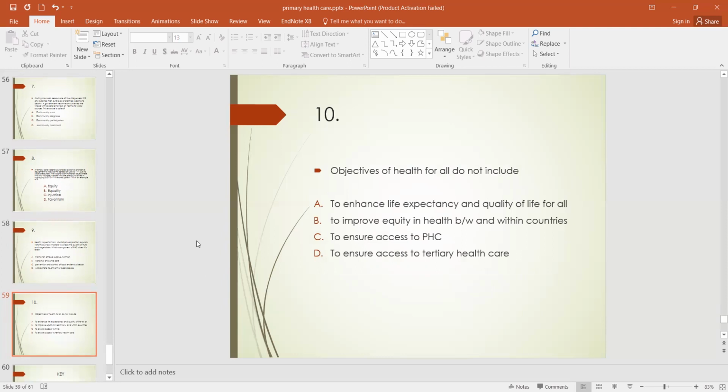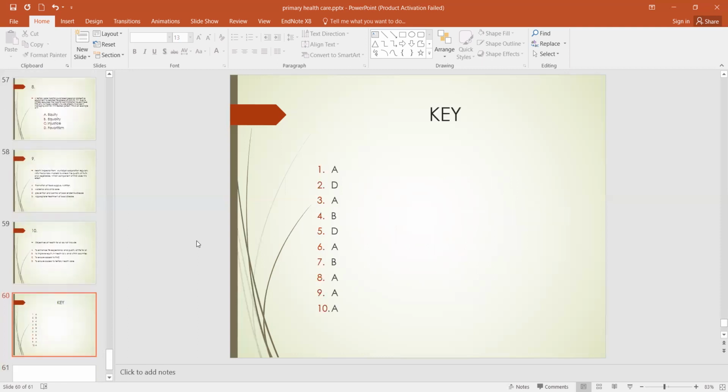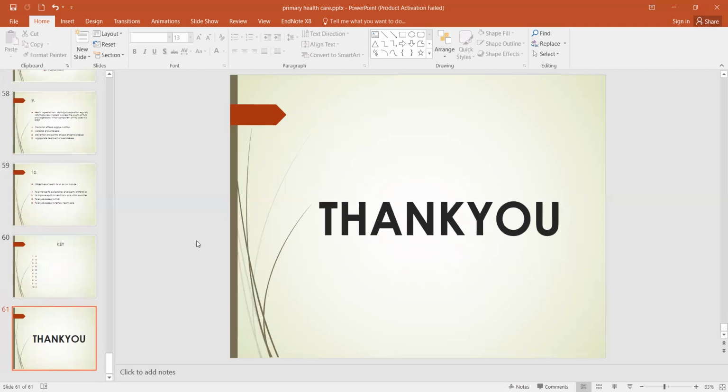Objective of health for all does not include to enhance life expectancy and quality of life for all, to improve equity in health between and within countries, to ensure access to primary health care, to ensure access to tertiary health care. D is the right answer, to ensure access to tertiary health care. This is the key of my MCQs, and thank you.